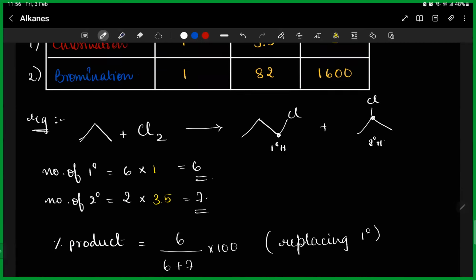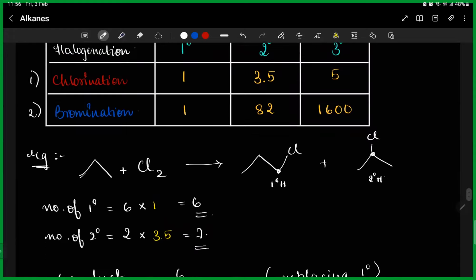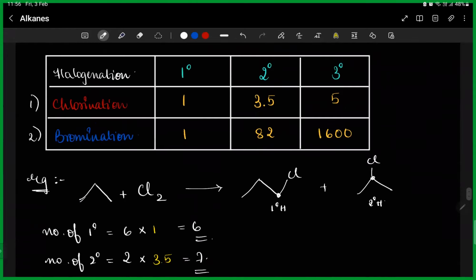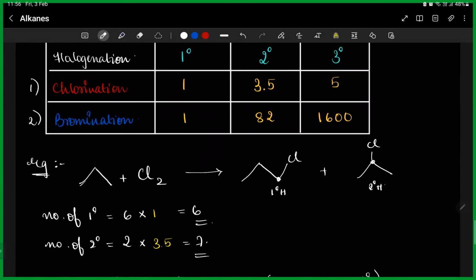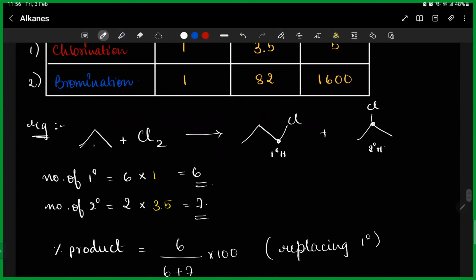Now we have seen here primary and secondary chlorination. For primary, what is the reactivity? 1. For secondary, it is 3.5. So what is the total number of primary hydrogens here, meaning how many hydrogens are there which chlorine can replace? Here we can see there are 6 hydrogens: 3 here, 3 here. 3 plus 3, 6. We have 6 primary hydrogens. And the number of secondary hydrogens is 2.